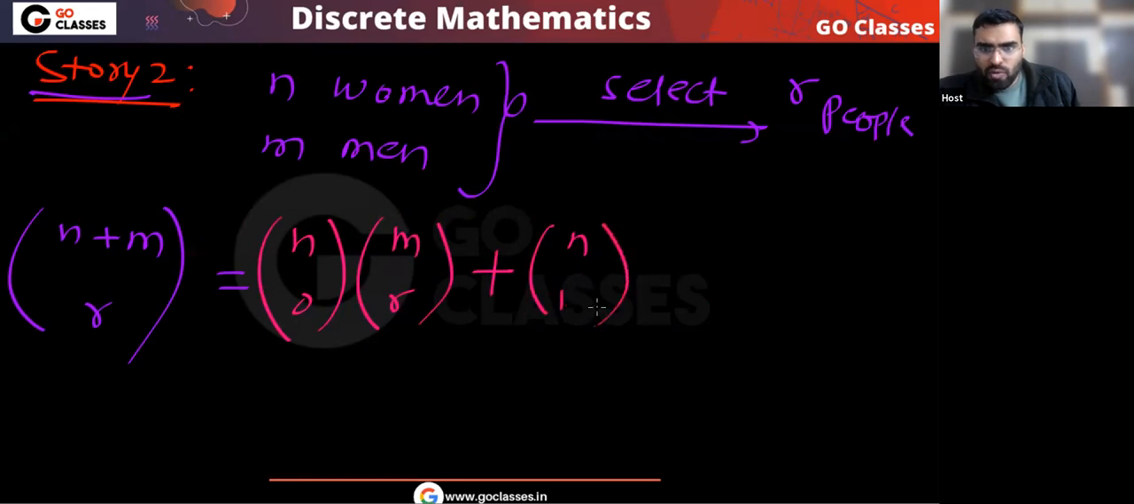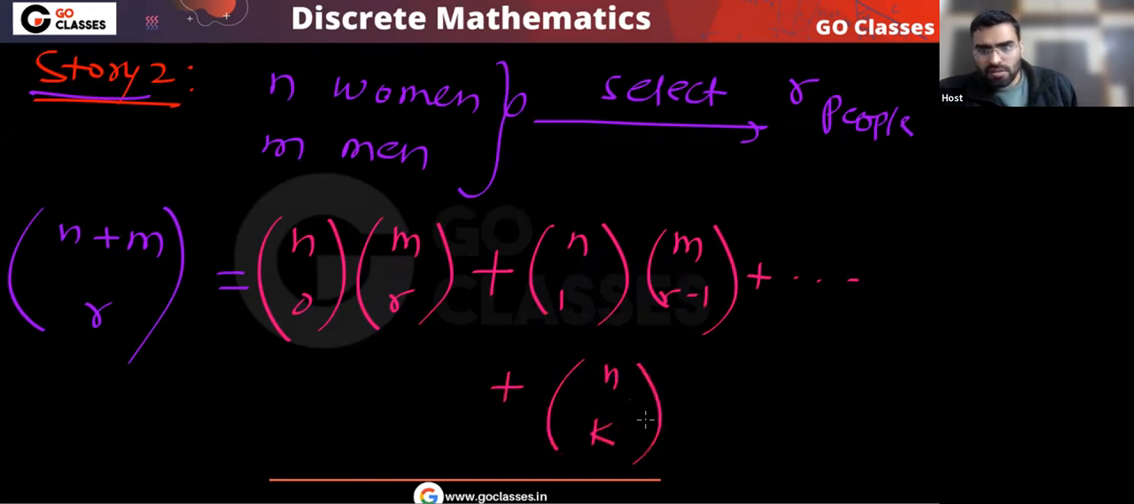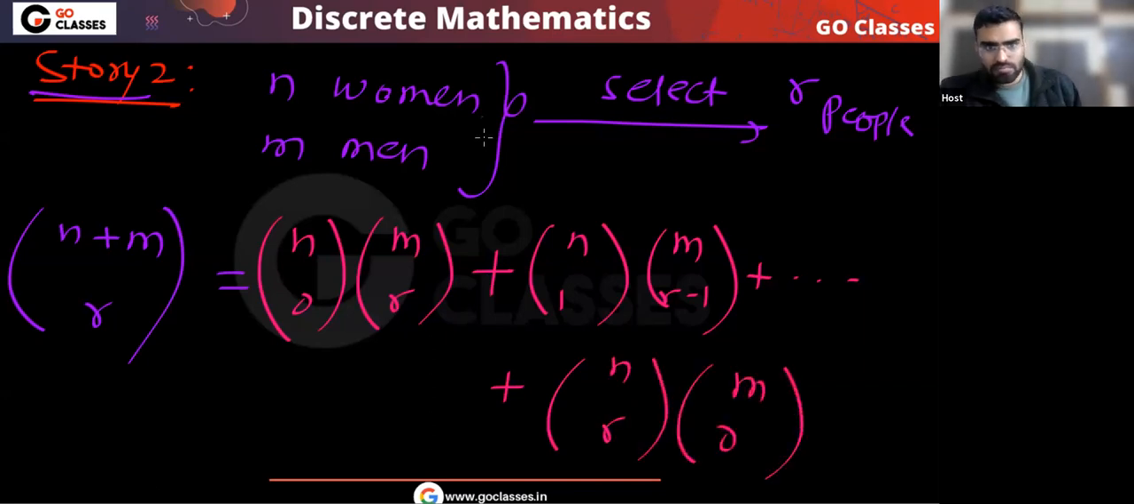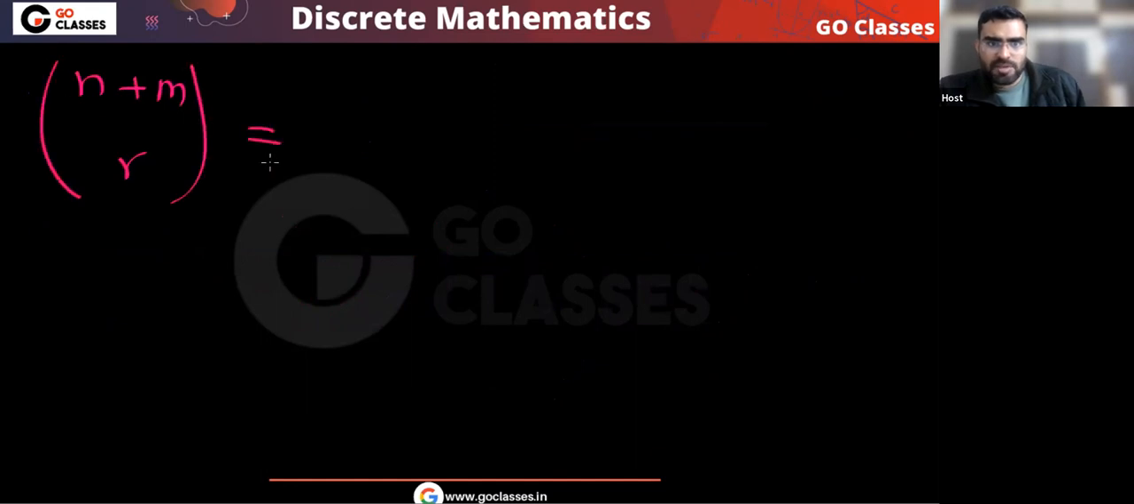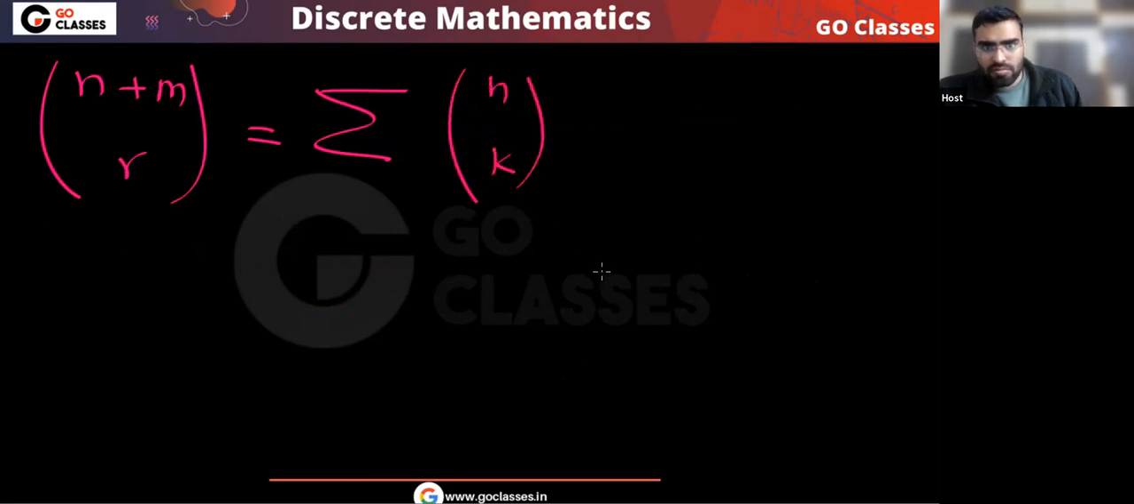Or if you select 1 woman, then how many men do you have to select? These many, and so on. If you select R women, then how many men? 0 men. Correct. So from here you can say that n plus m C R is equal to summation, where you are selecting k women, and this k is going from 0 to R.